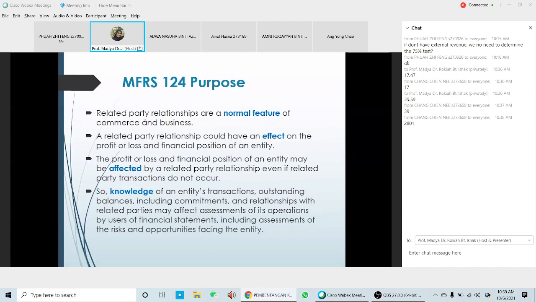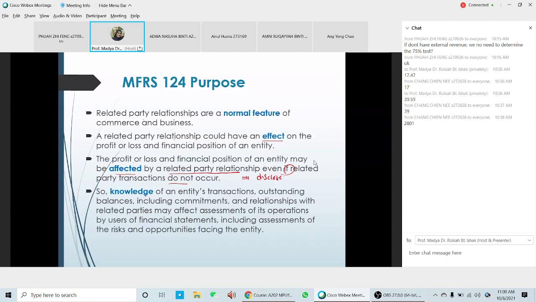The related party relationship is a normal feature of commerce and business. A related party relationship could have an effect. It may affect the profit or loss and the financial position of the entity, even if related party transactions do not occur. They may have an effect even though no related party transactions occur. This means that even though there are no transactions, you still need to disclose.